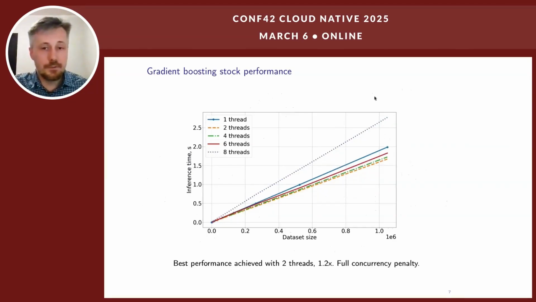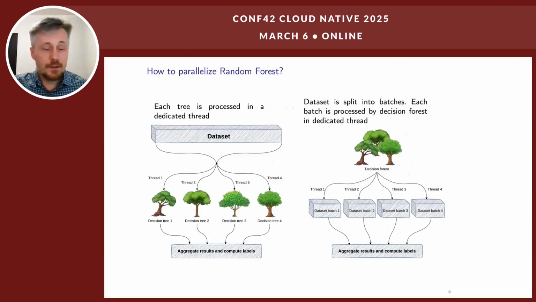And these are results for gradient boosting in stock performance. We see that the problem stays. This one is single-thread performance, and if we add an additional thread, we get the best performance. Adding more threads results in worse performance, with a huge concurrency penalty. And let's note that we got a very small performance boost here, 1.2 times. In order to improve performance, let's see how random forest and tree ensemble classifiers are usually multi-threaded.